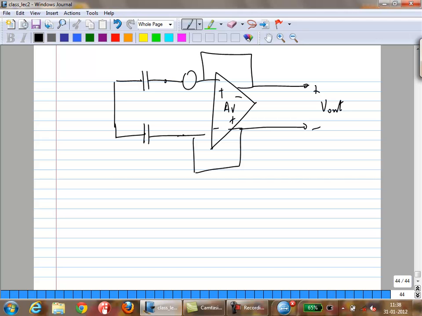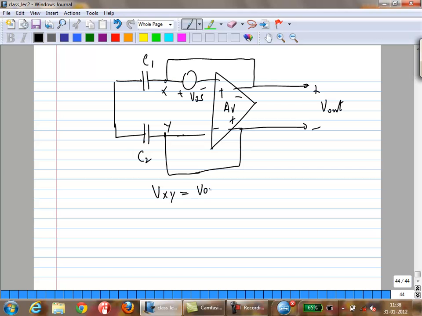Okay, so let's, oops, sorry, this is obviously wrong. C1 and C2. Again, these are X and Y. Okay. What happens during this case? So you're basically placing the amplifier in unity gain feedback. So in other words, V out directly appears across VXY. So that means you can say V out is minus AV times, originally it would have been VXY minus VOS, but VXY is V out, so it's V out minus VOS.